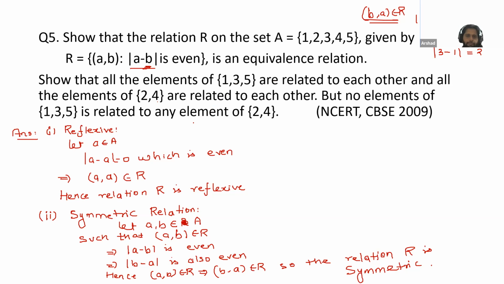Okay, great. Now we will check for transitive. Again, in transitive, we have the fixed steps. Anyone can tell me what is the fixed step here? In transitive, we assume three values from the set A.